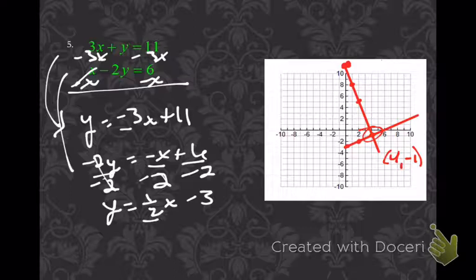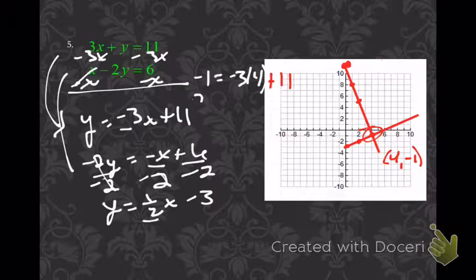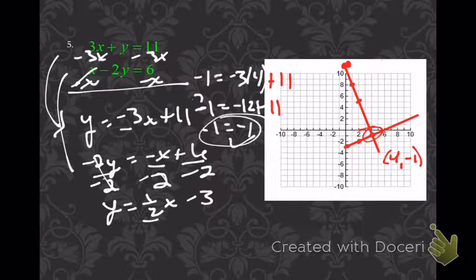Okay. This guy here. Negative 1 equals negative 3 times 4 plus 11. So we get negative 1 equals negative 12 plus 11. And so we get negative 1 equals negative 1, and it works here.